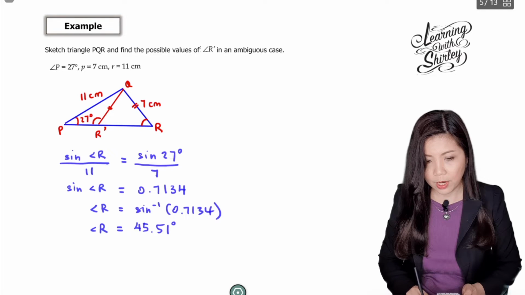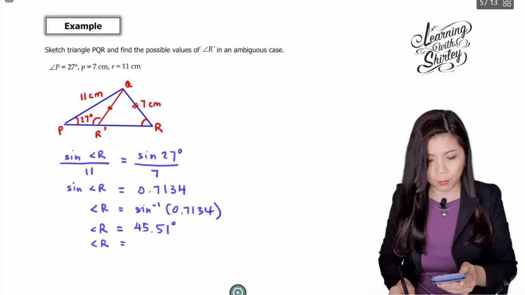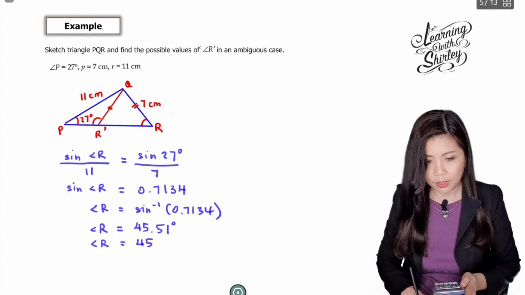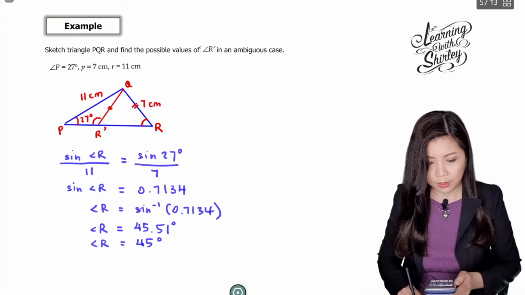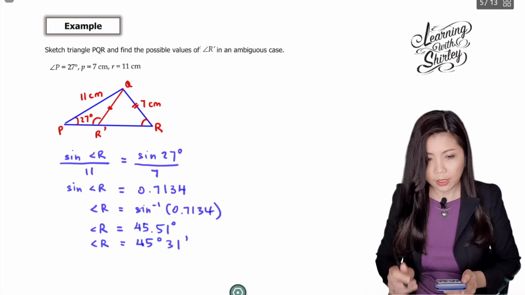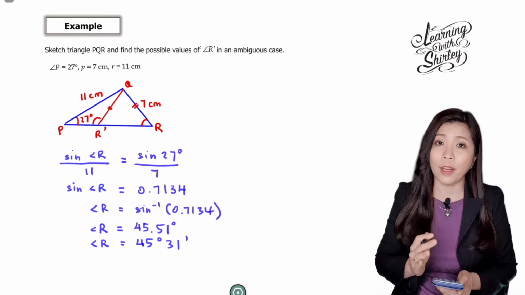45.51 in degrees. If you want to change to degrees and minutes, we just press the dot, comma, comma, comma. So it's 45 degrees and 31 minutes. Okay, so this is angle R, but they want you to find angle R prime.